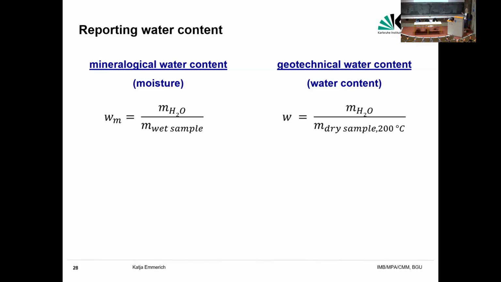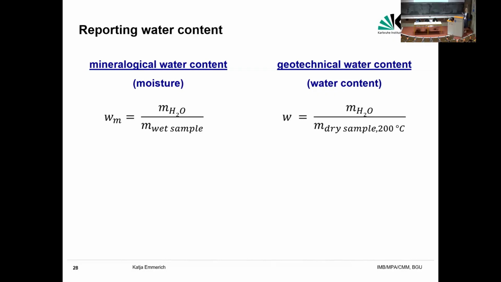So we made several attempts to find a wording to distinguish between the two calculation methods because when you're working in a large interdisciplinary project with soil scientists and engineers, sometimes everybody is talking about the water content, but people mean different things. And for the moment we go with moisture and water content to make it clear how the water content was calculated.